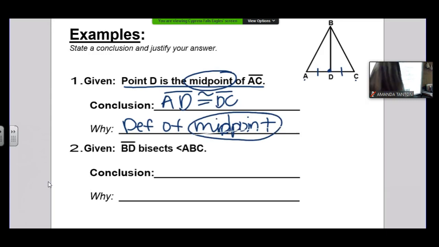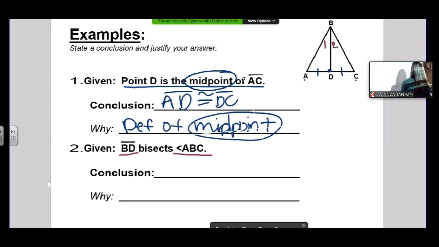All right, next one. Given segment BD bisects angle ABC, well, something just happened. An angle just got cut in half. So what? What do you know? Can I cheat and give them numbers? Okay, thank you for your permission. What do you know? We know angle 1 is congruent to angle 2, right? An angle got cut in half. That makes two congruent angles.